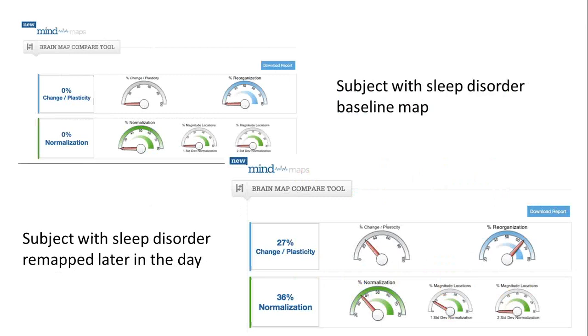So here's a subject with a sleep disorder baseline map. We did a pre-post map, okay? The pre-post map was, we did a map, we waited for a few minutes, we did another map, like 5 or 10 minutes later. Not much difference. We got somebody with a sleep disorder and remapped later in the day, and look at the difference. We're getting a 27% change difference between early in the day and late in the day. Normalization is 36%. Sleep was doing them good.